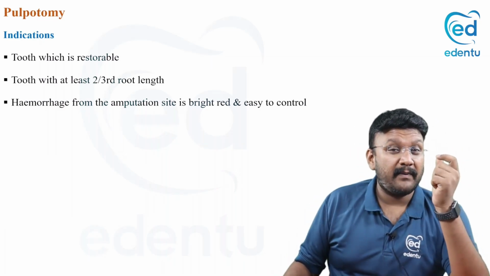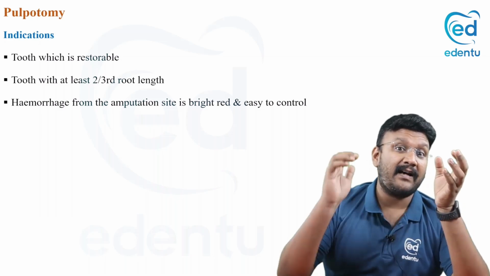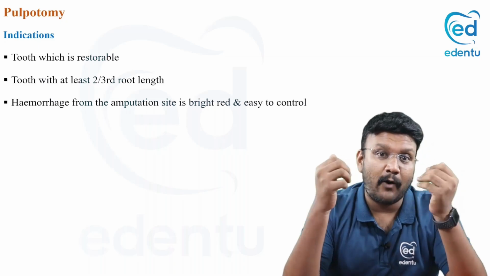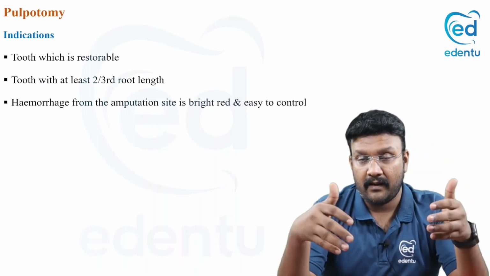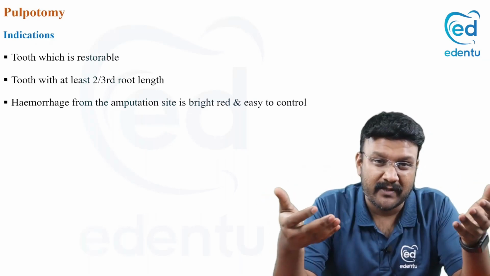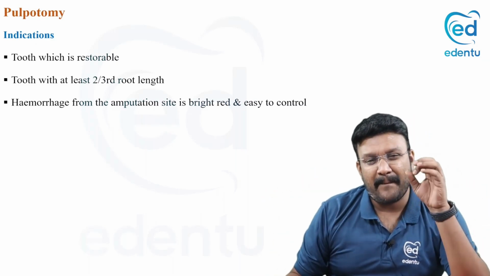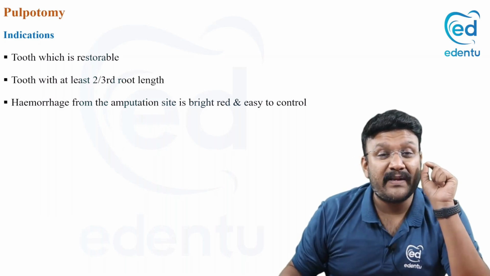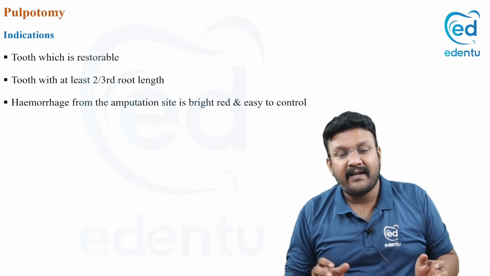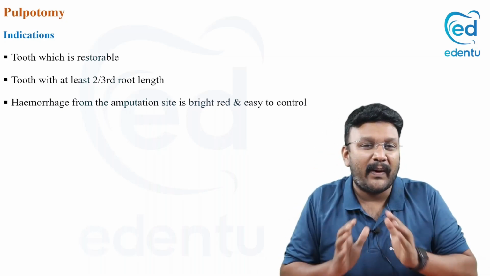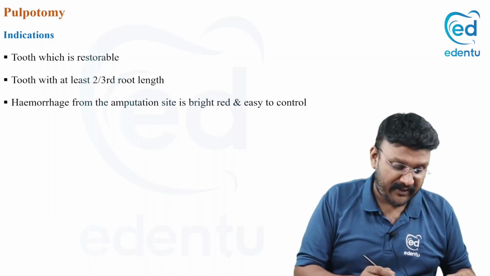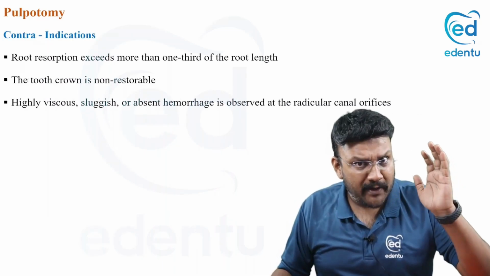Then next is a clinically very important thing, because in your viva they might ask you this: the hemorrhage that comes out of the pulp when you do an access cavity preparation and the pulp gets exposed. The hemorrhage from the abutment side will be bright red, and you will be able to easily control it. So it shows a clear picture that the radicular pulp is vital, the pulpal condition is very healthy, and it is a reversible stage.